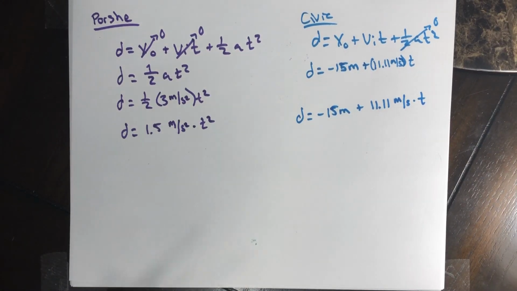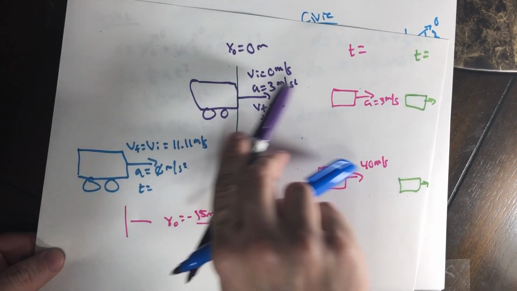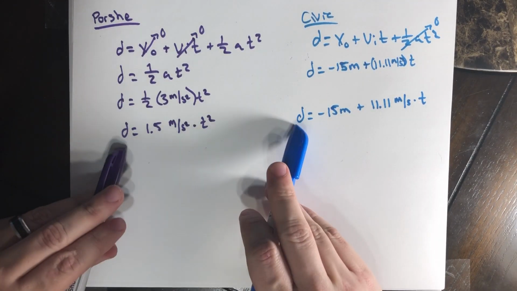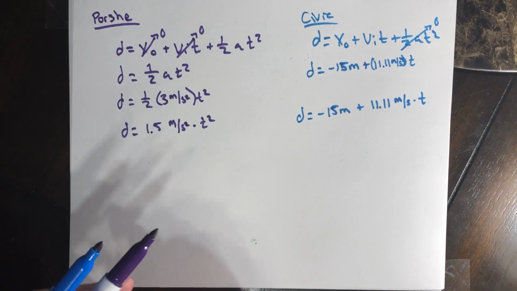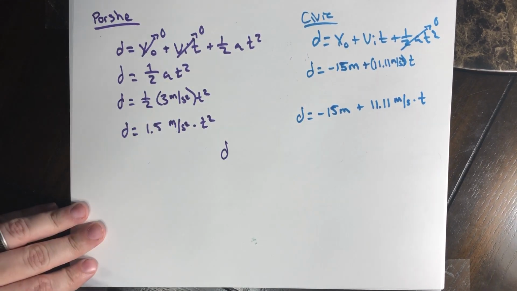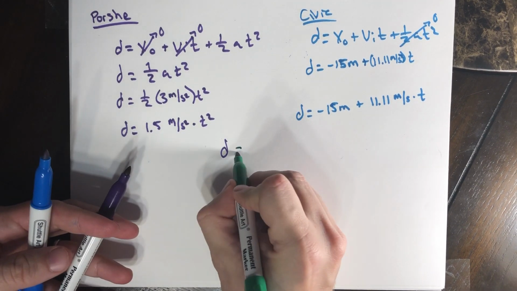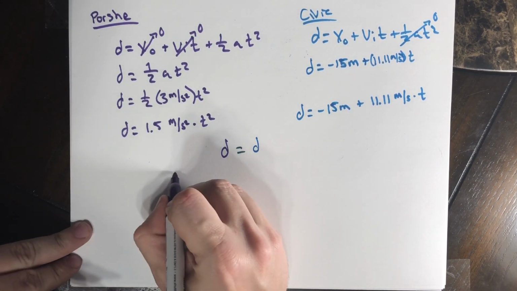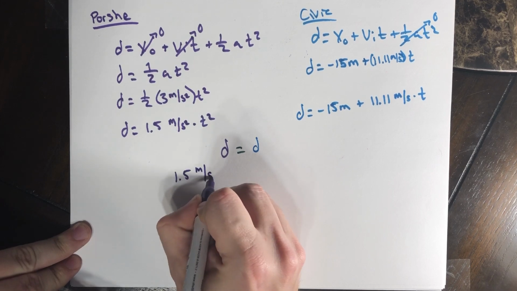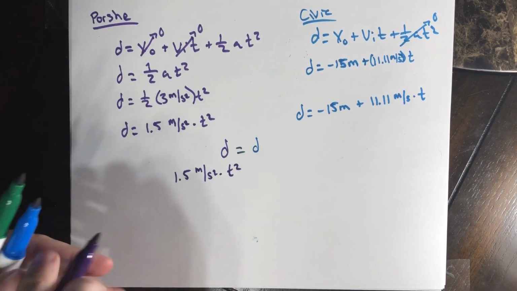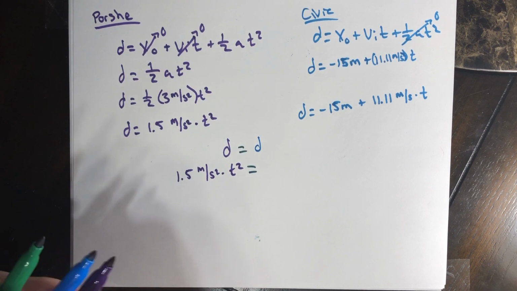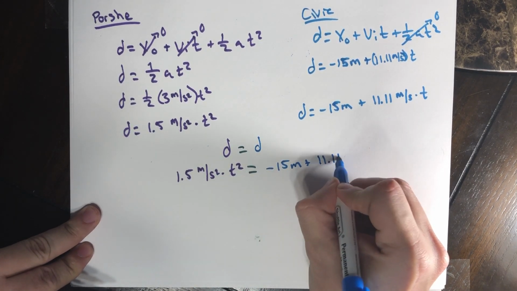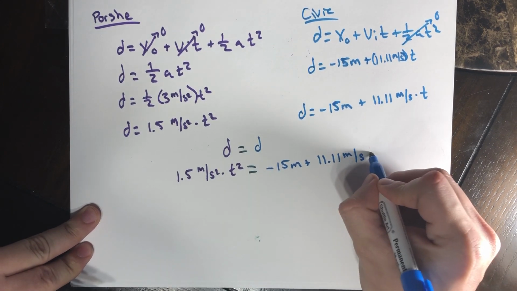Now all we have to do, we know that when they meet, the distance from here to here has to be equal. So if our distances are equal, we just literally set the two things equal to each other. So the displacement of the Porsche equals the displacement of our Civic. We plug in the numbers: 1.5 meters per second squared times t squared, and then we set that equal to negative 15 meters plus 11.11 meters per second, again just bringing it all down, times t.